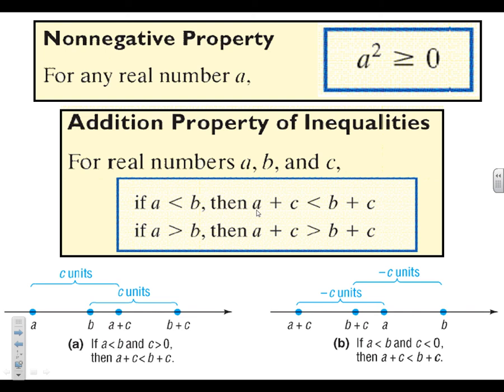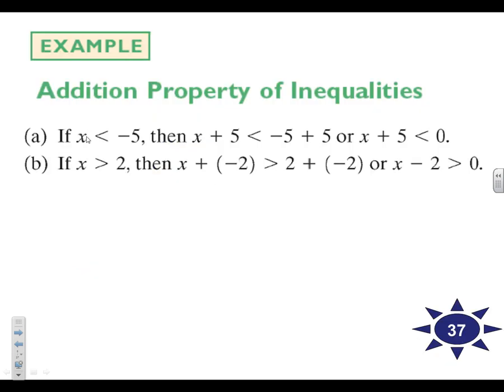Now if you take an inequality and you add the same number to both sides, the inequality holds. So, if you start and say x is less than -5, if you add 5 to both sides, that's allowed, and now you can say x plus 5 is less than 0. So you can move this to the other side, just like in a normal equality if you change the sign. Same thing here. We could say x minus 2 is greater than 0 instead of x is greater than 2. Works both ways. All right, try problem 37.